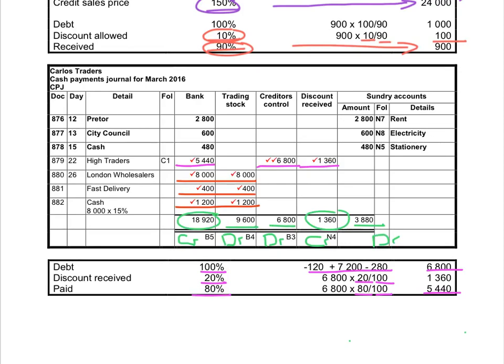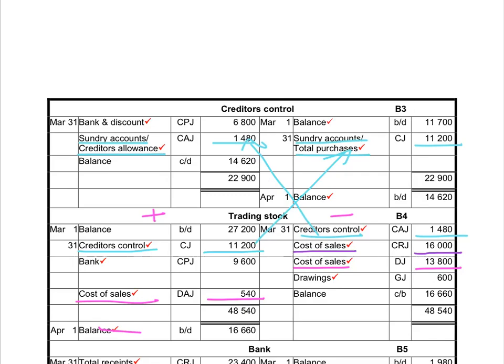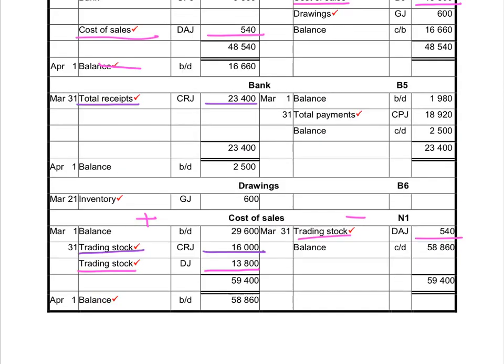If we add the amounts on the debit side, it must equal the amounts on the credit side to complete the double entry. In the creditors control account, you will show that the liability decreases on the debit side. The words will be bank and discount because this 6,800 is split. Some of the money is recorded on the credit side of bank and some of it is recorded in the discount received account. In the bank account, you will either say sundry accounts or total payments to indicate that the money in the bank was decreased with all the payments that were made.